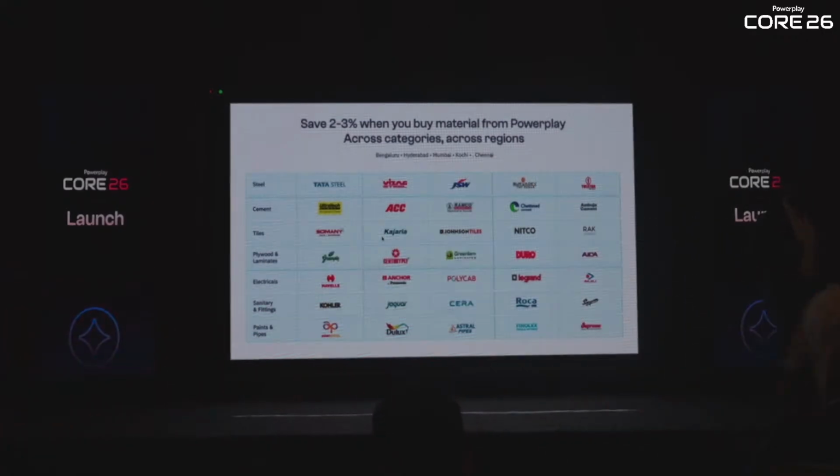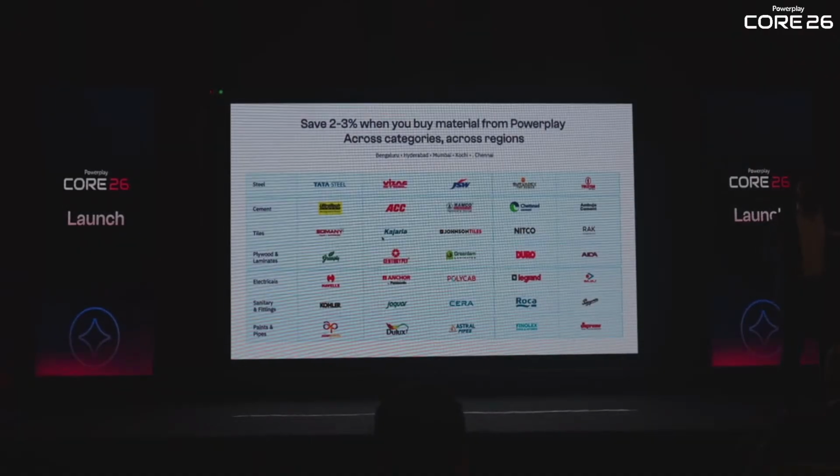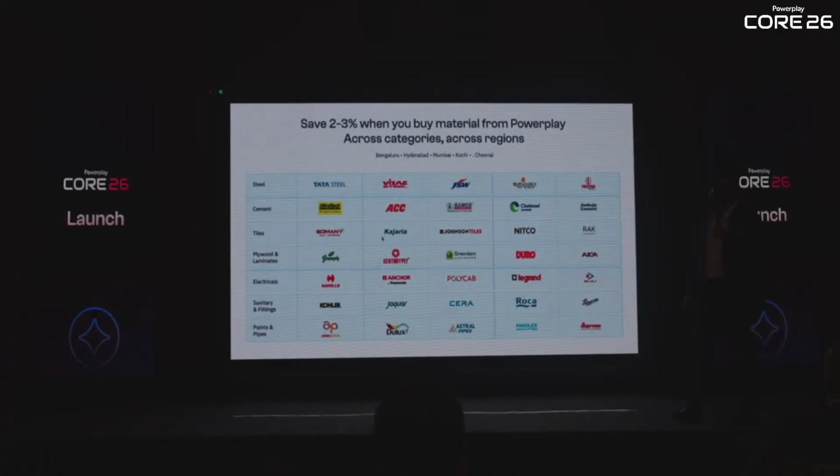Moreover, we also have a network of vendors, and if you procure from us, you will be saving 2 to 3% on your entire procurement cost. Our vendors deliver materials across all different categories and all different brands. These are some of the brands, but it's not limited to them. The list is much bigger. Now let's see how fast our AI agent can give you estimates of your procurement.